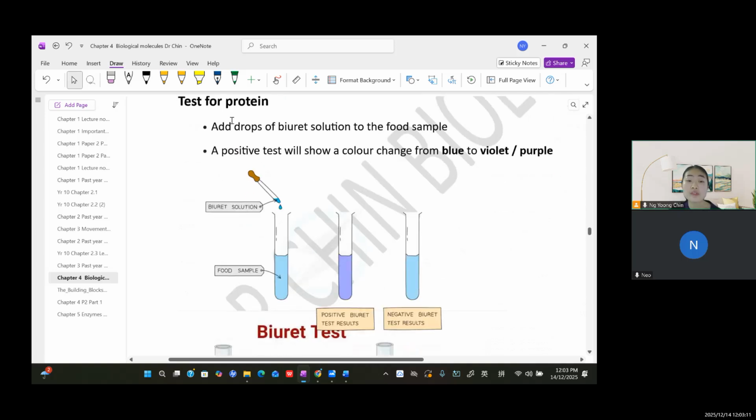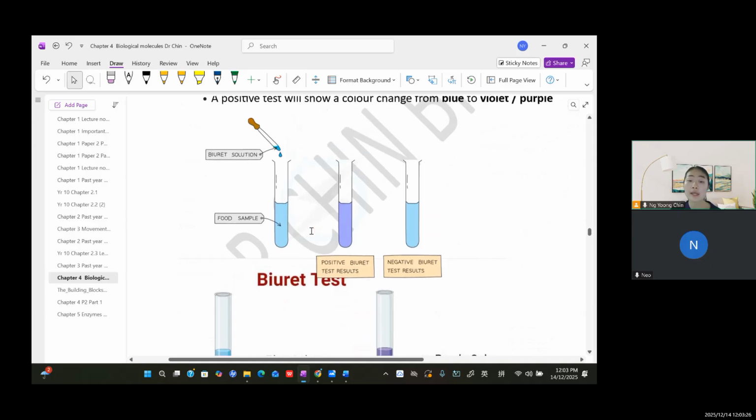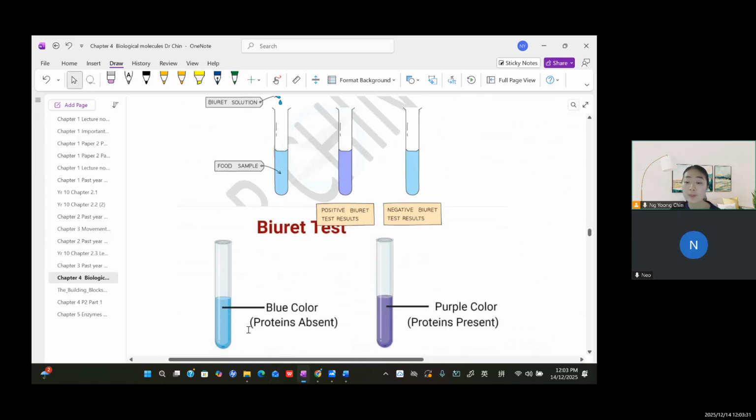Next, we're moving to the protein test. How are we able to detect whether there are proteins inside the food sample? You use the Biuret test. The color is also blue initially, but if there are proteins inside the food sample, the Biuret test will change from blue to purple. If the solution just remains blue, this means the food sample does not contain proteins, because it will only change to purple if proteins are present.